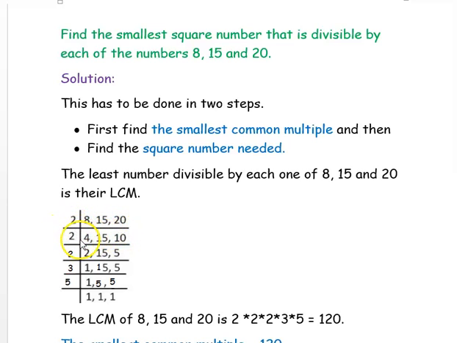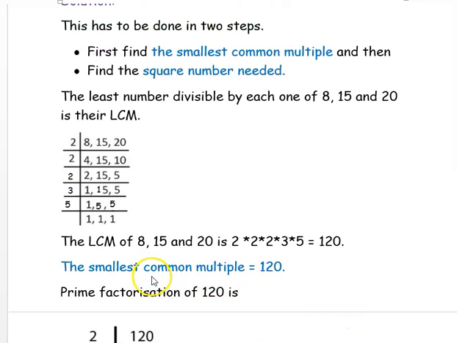First I am dividing by 2, I will get 4, 15 and 10. Again dividing by 2, I will get 2, 15 and 5. Again dividing by 2, I will get 1, 15 and 5. Now dividing by 3, I will get 1, 5, 5. Then dividing by 5, I will get 1, 1, 1. So now the LCM of 8, 15 and 20 is 2 into 2 into 2 into 3 into 5. If you multiply, 2 into 2 is 4, 4 into 2 is 8, 8 into 3 is 24, 24 into 5 is 120. So the smallest common multiple of all the 3 numbers 8, 15 and 20 is 120.